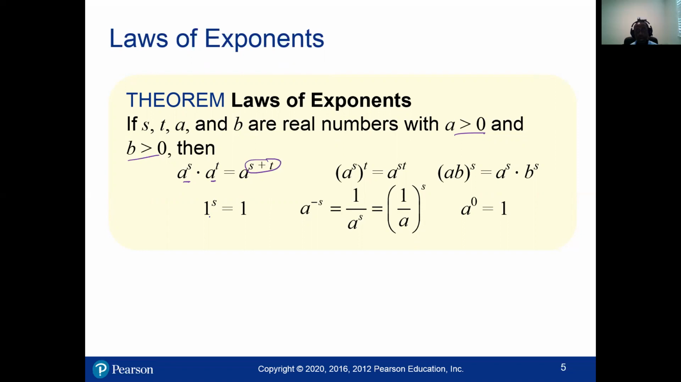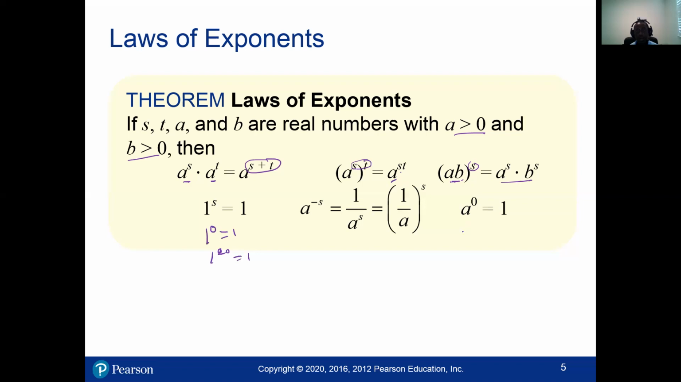Now 1 raised to any value is 1. 1 raised to 0 is 1, 1 raised to 20 is 1. Then when you have a raised to s, all raised to t, you multiply the exponents, so it becomes a raised to s times t. If the bases are different, a times b raised to s means raise each base to the s and then multiply them.